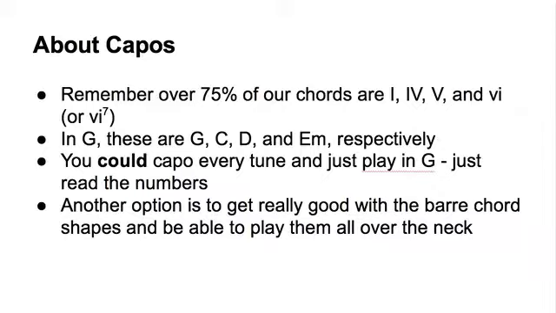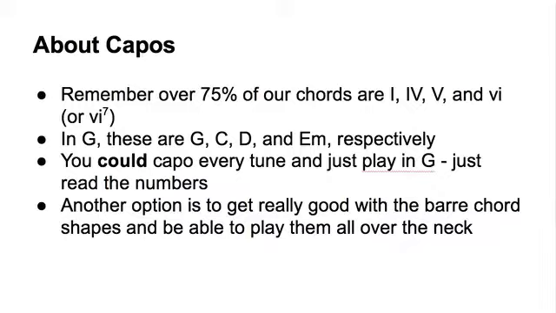And then if we apply this, go back to guitars on this and just think about using the capo. If you remember that 75% of our chords, or almost 80% of our chords, are covered by 1, 4, 5, and 6, or 6, 7. So those are G, C, D, and E minor. Those are really easy chords to play on the guitar.